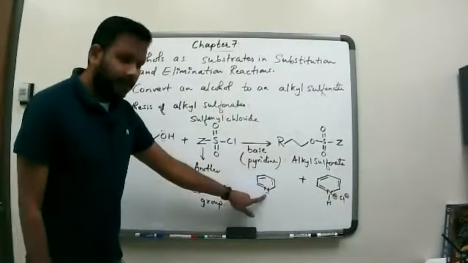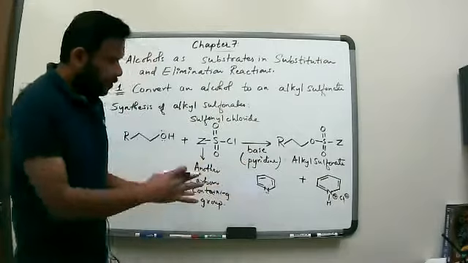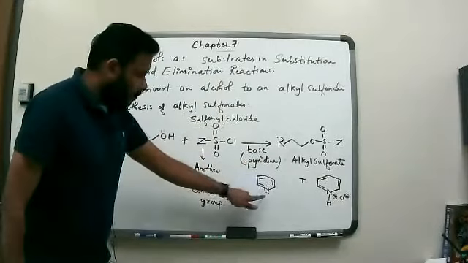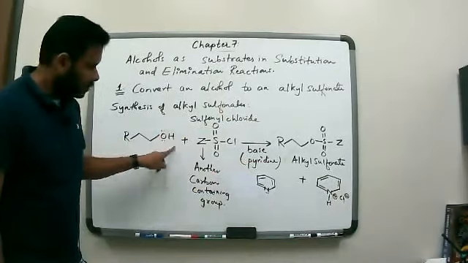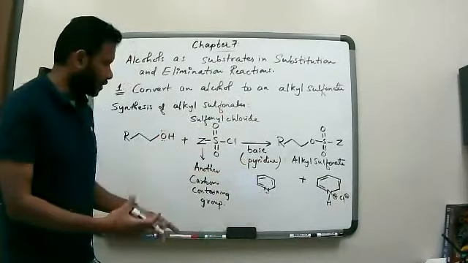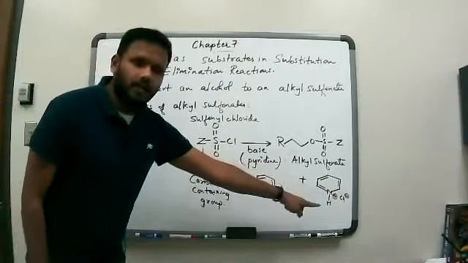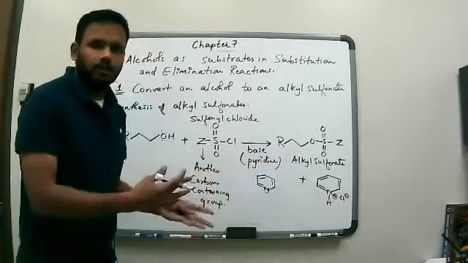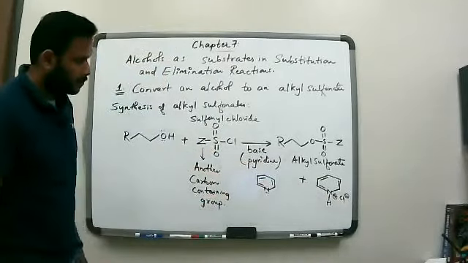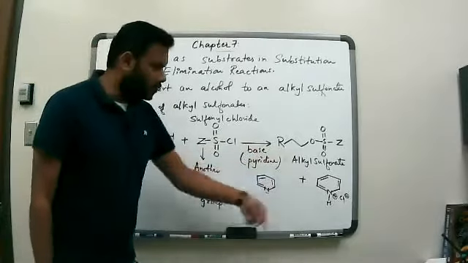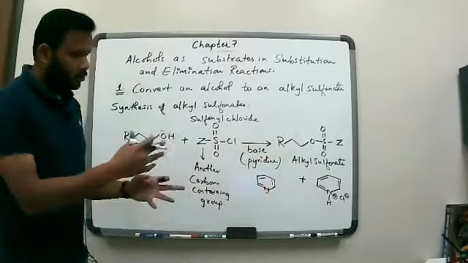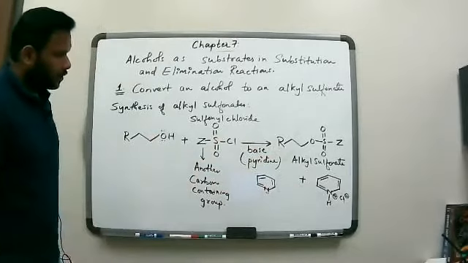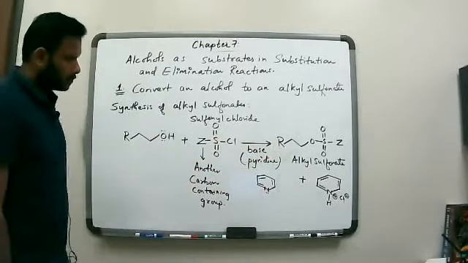So the pyridine acts as a base. In the mechanism of the reaction, at some point it grabs that proton. So the nitrogen gets positively charged, and the chloride ends up with that positively charged cation. It's not a carbocation, it's a nitrogen-based cation. We call it pyridinium chloride. That's what happens here.